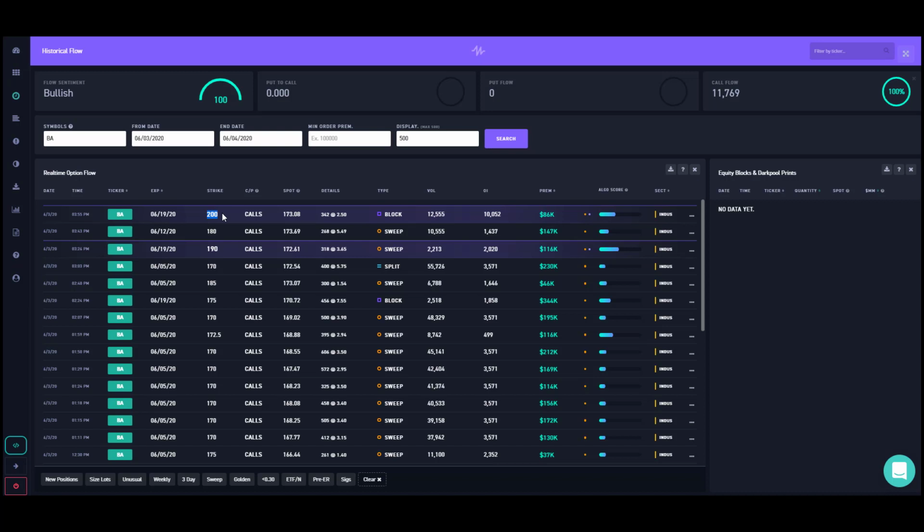So I'm going to go ahead and break down what it means in the categories. Okay, from the left here. So first, you're going to see the date. The date is the exact day.